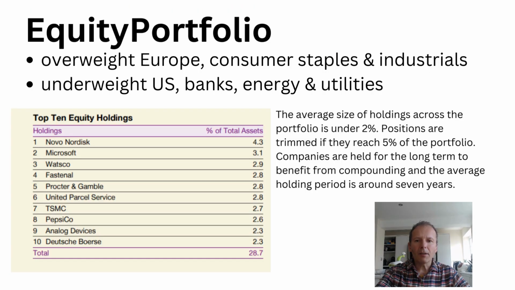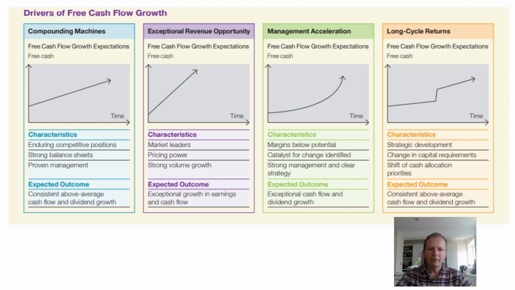For the equity part of the portfolio, we've got the top 10 holdings here. The investment trust is overweight Europe, consumer staples and industrials, and underweight US banks, energy and utilities. The average size of the holding is less than 2%. Positions are trimmed if they reach 5% or more of the portfolio, so reasonably good risk management there. And the companies are held for the long term for the benefit of compounding. Average holding period is 7 years.